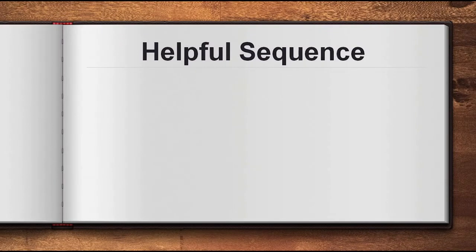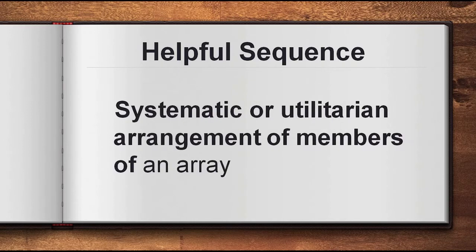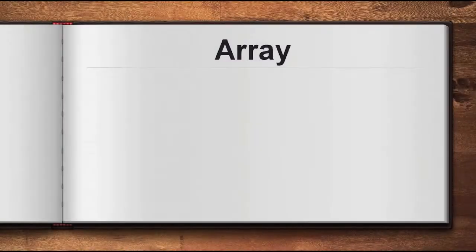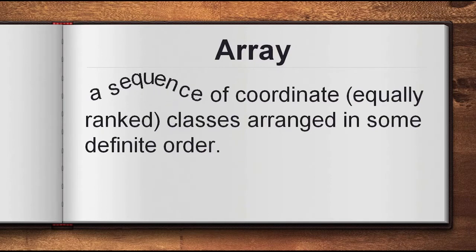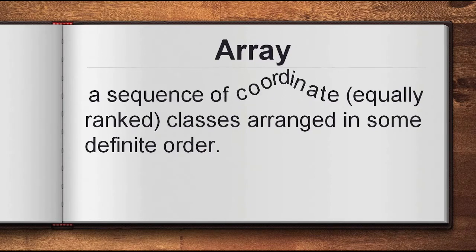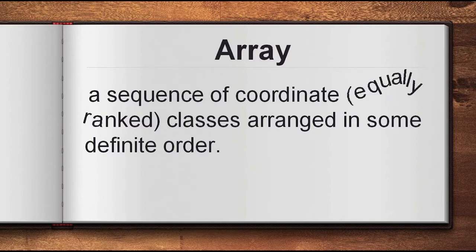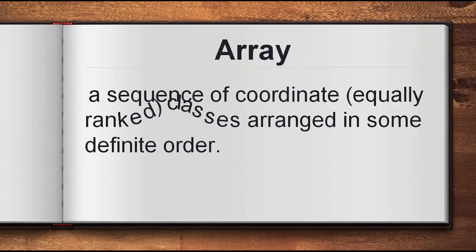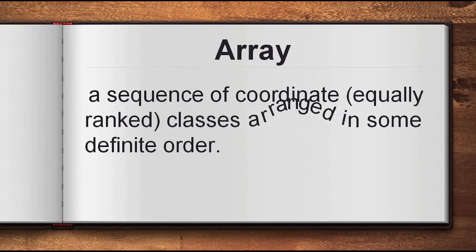Helpful sequence. We are classifying library holdings to help users find them easily. Hence, we have to arrange them systematically. The systematic or utilitarian arrangement of members of an array is helpful sequence. Now, what is an array? An array is a sequence of coordinate classes arranged in some definite order. These coordinate classes are equally ranked.